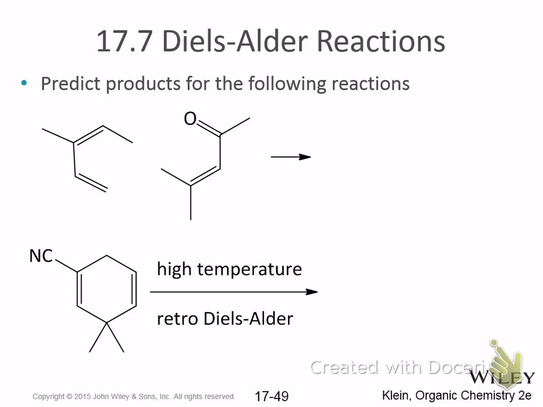So let me ask a question. Which do you think is probably more favored? I don't have answers for these slides, by the way, but I think one of these two is actually more favored than the others. So there's a partial positive charge here.